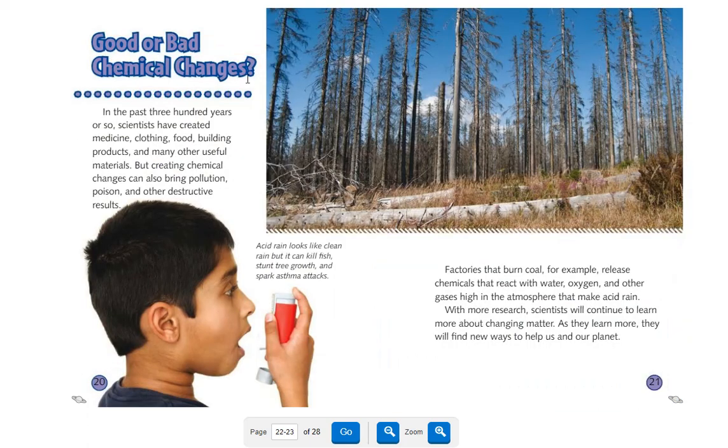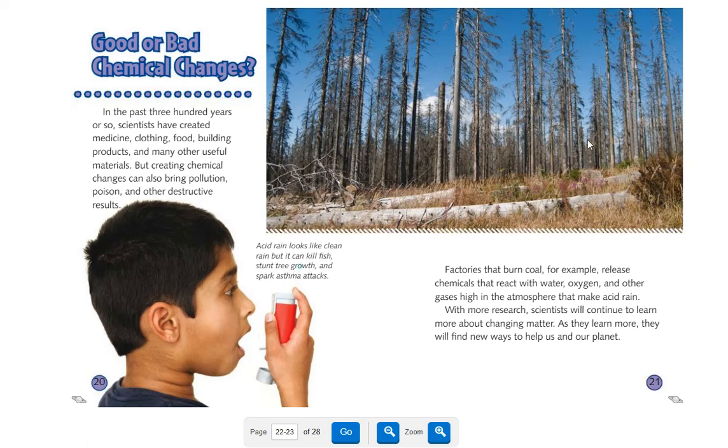Good or bad chemical changes? In the past 300 years or so, scientists have created medicine, clothing, food, building products, and many other useful materials. I think we would all agree that those are very good things that have been done using chemical changes. But creating chemical changes can also bring pollution, poison, and other destructive results. For example, acid rain looks like clean rain, but it can kill fish, stunt tree growth, and spark asthma attacks.